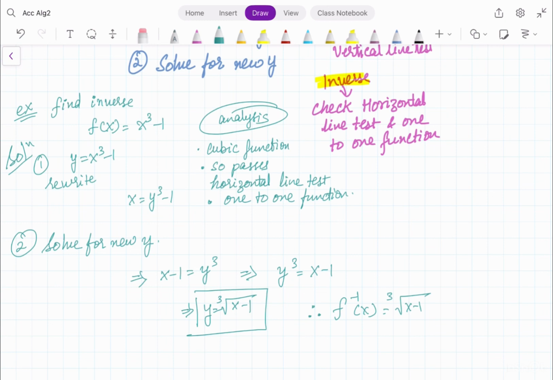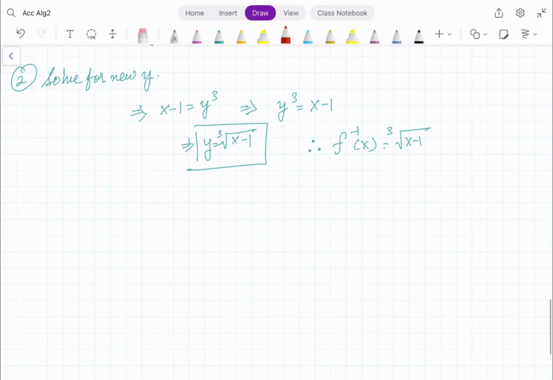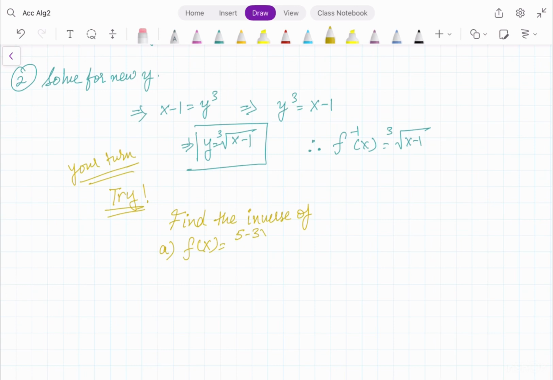So few takeaways: horizontal line test and one-to-one function to prove that it is an inverse function, and the steps to write the inverse function. Now it is your turn. Try one question for me and practice. So find the inverse of, I am giving you two questions. f of x is equal to, and the another problem is f of x is equal to cube root of 10 plus x.